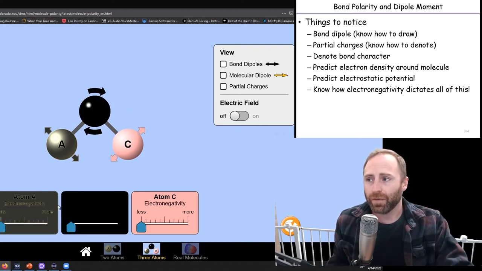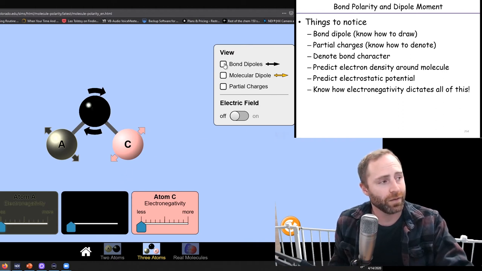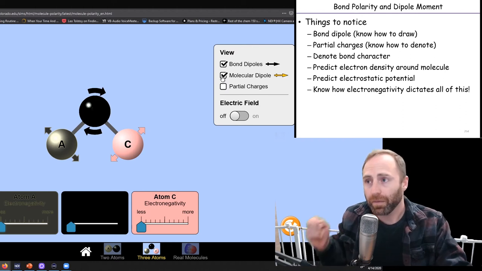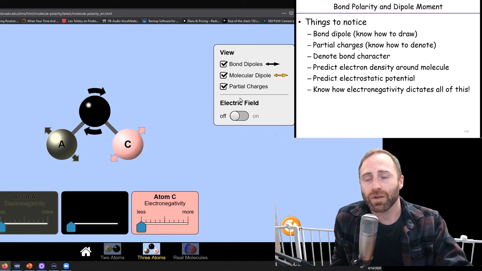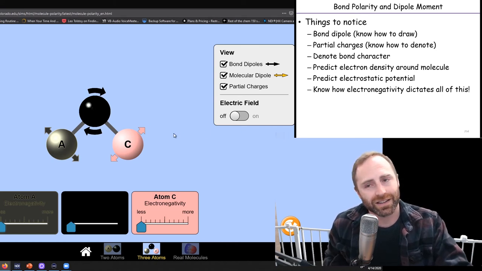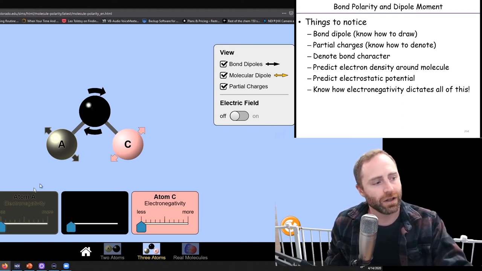Down at the bottom, we have our sliders for the electronegativity for each atom. Up in the right, we have the individual bond dipoles. We also have this thing now that's going to be called a molecular dipole. And we're going to also have partial charges. So the only new thing on this part of the simulation is this molecular dipole. Let's see how this works.